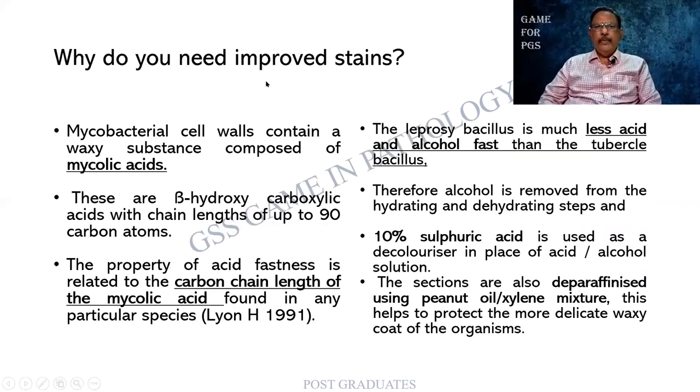Why do you need improved stains? The text is given here. This I would like you people to kindly learn by heart. The mycobacterial cell is composed of a waxy substance called mycolic acid. The cell wall contains mycolic acid. These are hydroxycarboxylic acids with these details.